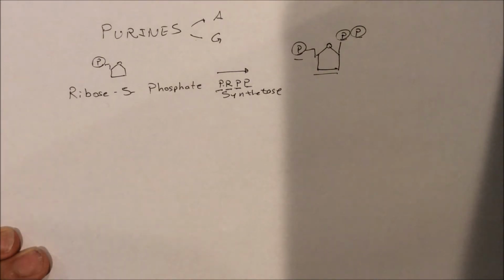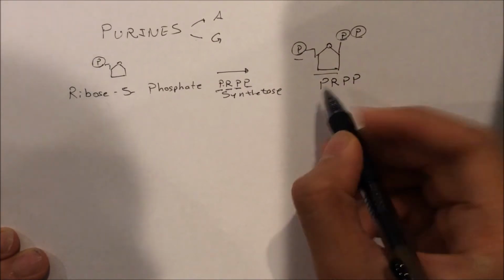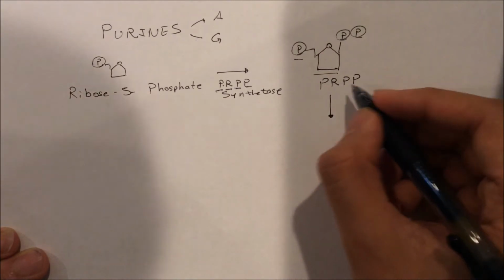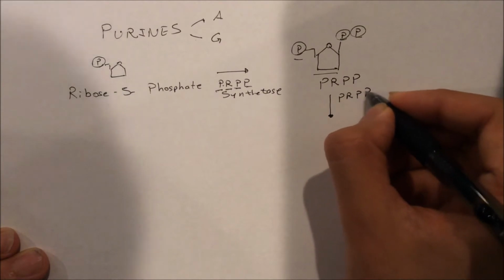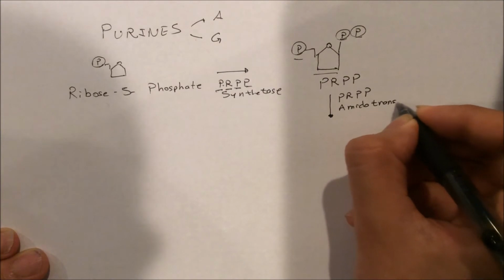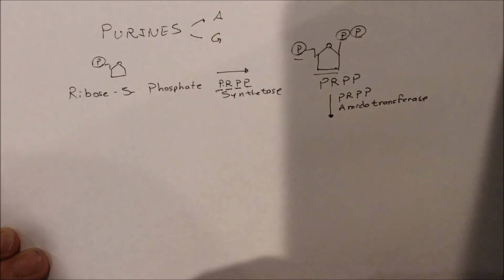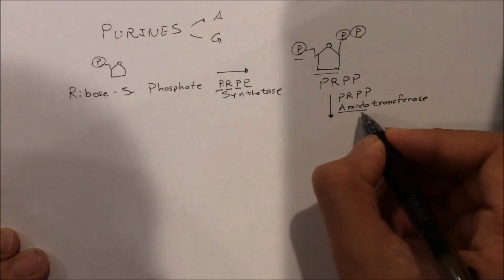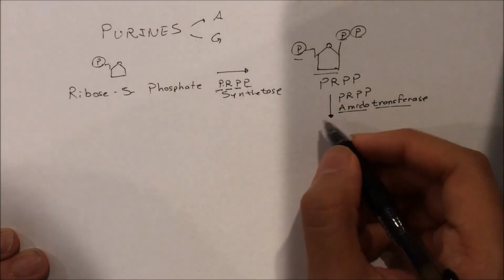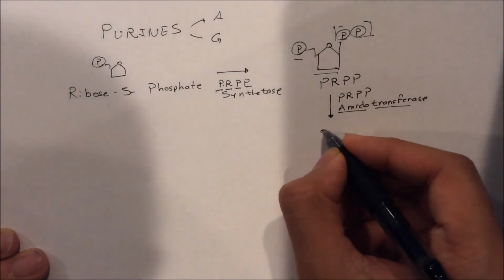Next, what actually happens is that this molecule right here is called PRPP, phosphoribosyl pyrophosphate. This then interacts with an enzyme, which is PRPP amidotransferase. And let's just look at what the enzymes are named so we can get a sense of what their function is. Amido, meaning amino group, is going to be transferred onto this PRPP molecule. And it's going to be right on the pyrophosphate groups, so on the 1st carbon.